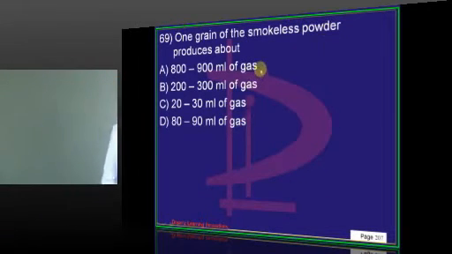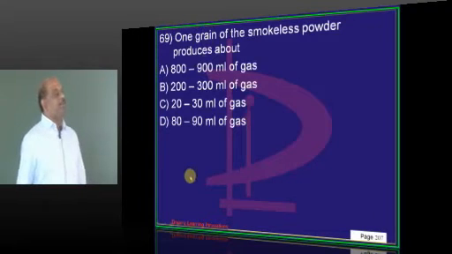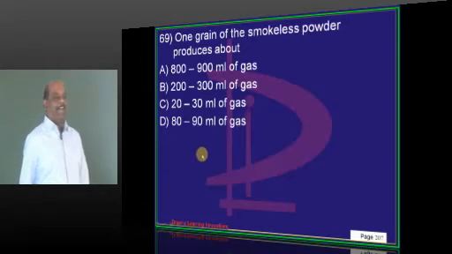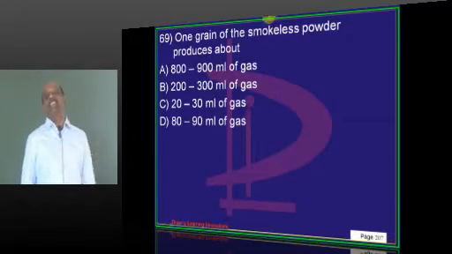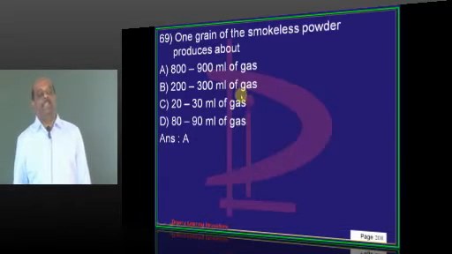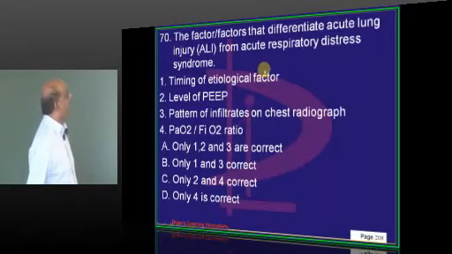1 grain of smokeless powder. 800 to 900. If you know this, I can bet that you know the examiner's favorite scotch. Unless you have bribed the examiner, you can't answer it precisely. 800 to 900 ml of gas. No regrets if you do wrong. Nobody will do it right. I can bet it.